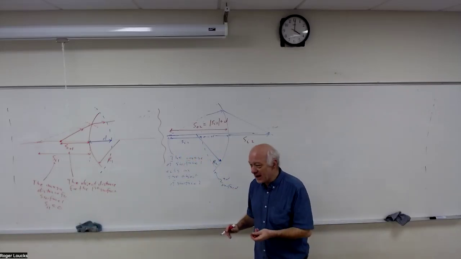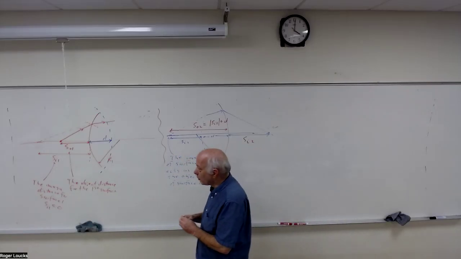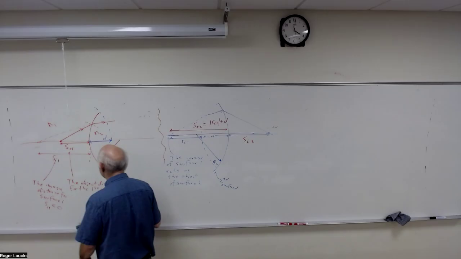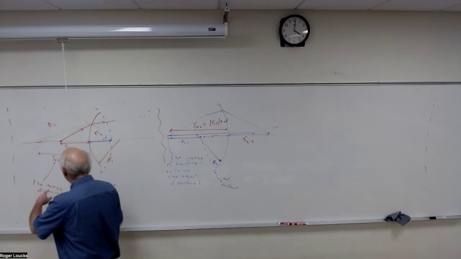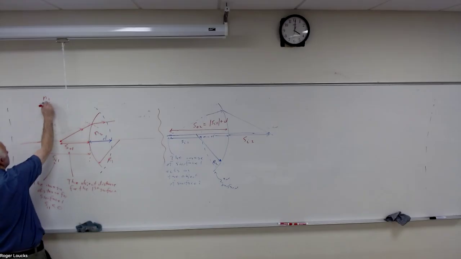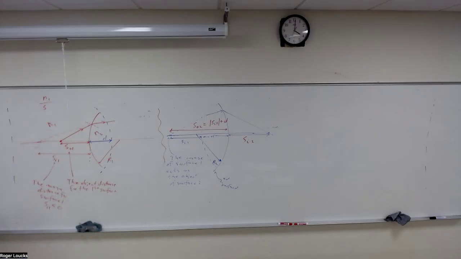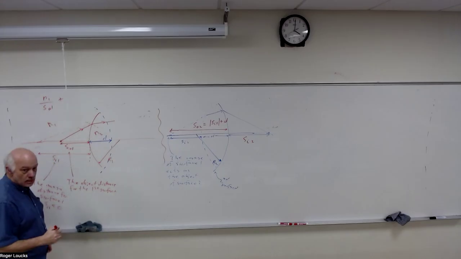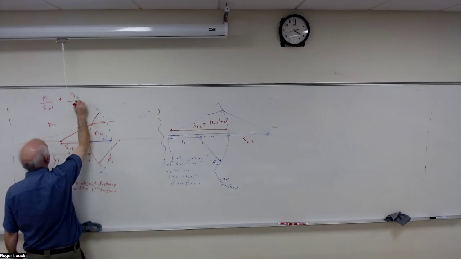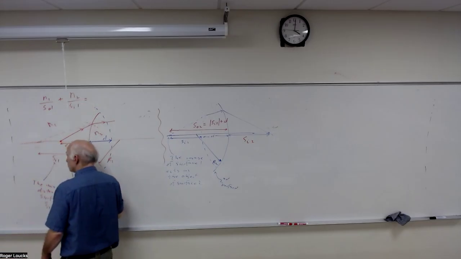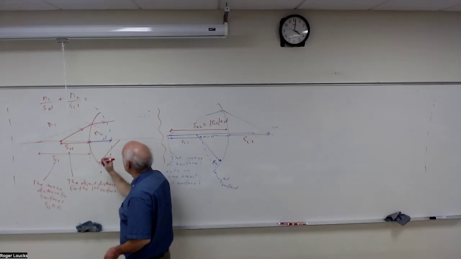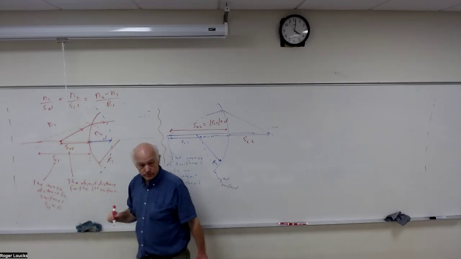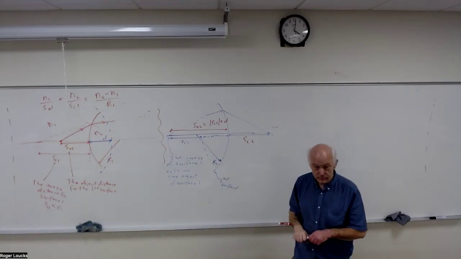Okay. So what do we have here? Now let's apply to this side here. This side here is N1, and this is N2. So this would become N1 over SO1 plus N2 over SI1 equals N2 minus N1 all over R1. Does that make sense?